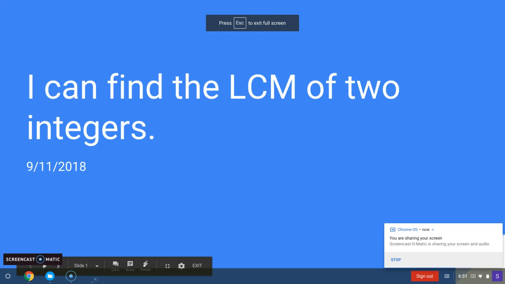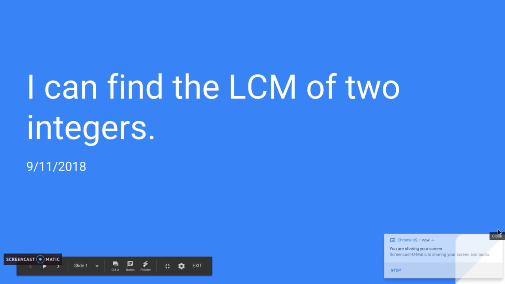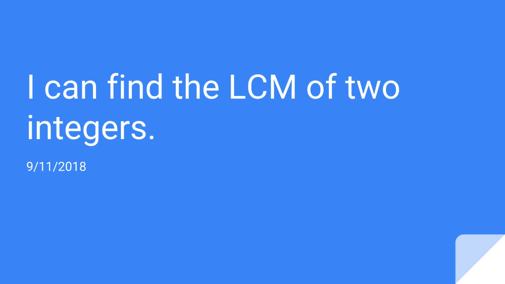All right, so our lesson today is over the least common multiple. So our learning target is I can find the LCM of two integers. And all that the LCM is just a shorter way of writing least common multiple.